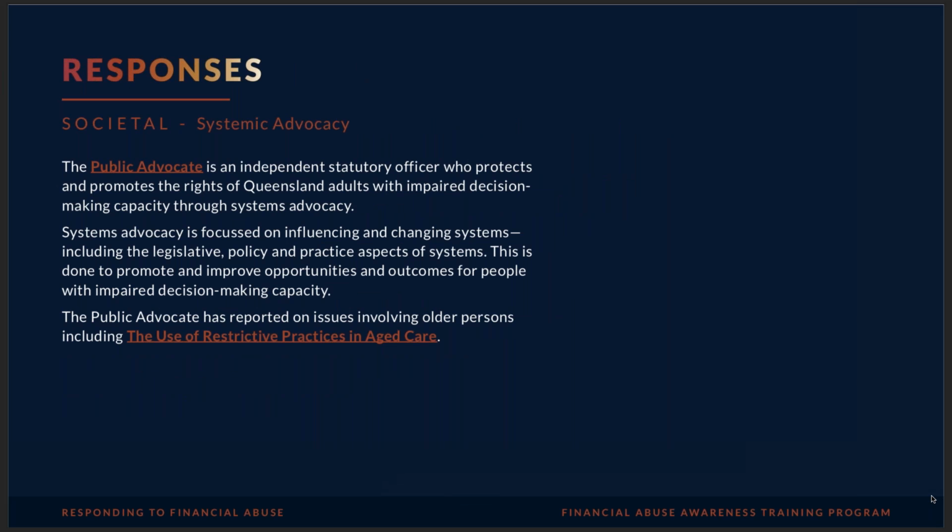And then the societal responses, the fourth level. The public advocate engages in systemic advocacy on behalf of older persons. Systems advocacy is focused on influencing and changing systems, including legislation, policy, and practice. This is done to promote and improve opportunities and outcomes for people with impaired decision-making capacity. A good example is the public advocate's report and work on the use of restrictive practices in aged care.